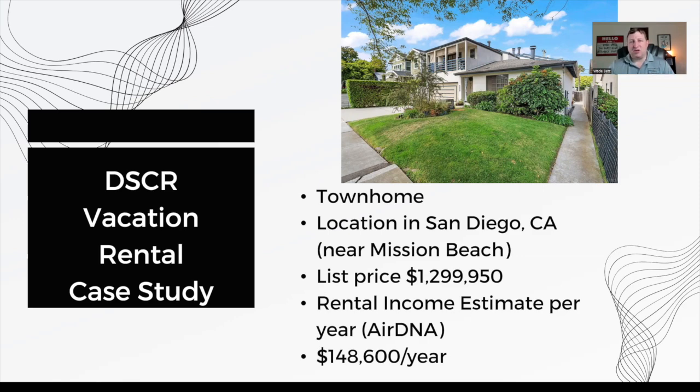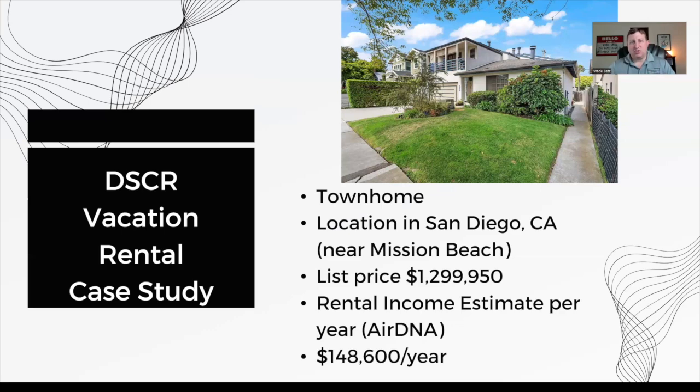So this is a hypothetical property that's for sale in California. List price is $1,299,950. It's located in San Diego. And then the key here is what type of short-term rental income will this property generate?